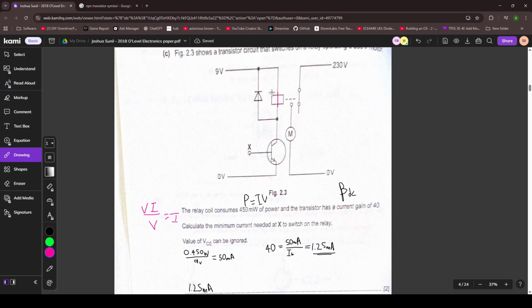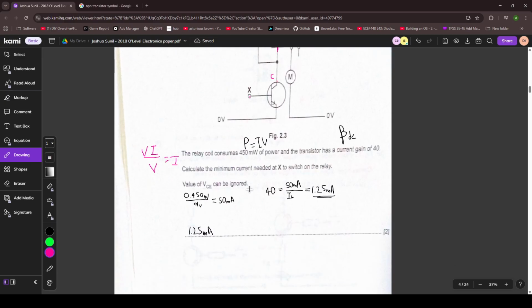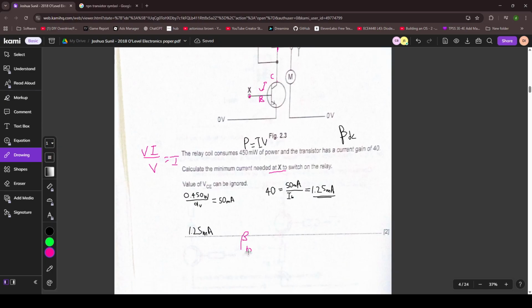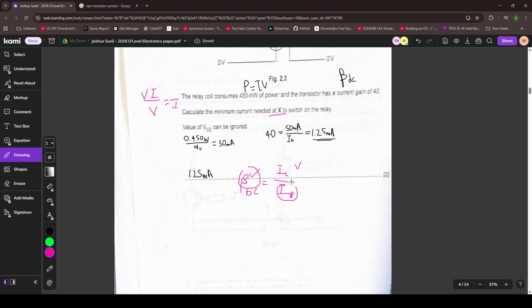Then with that, the current flowing through the relay is actually the current at the collector. Now they're asking for the current at X, right? This is the base. And how do these currents relate to each other? They relate by the DC current gain, which equals IC over IB. You know this, because this is already given. You sub in those values and you get IB.